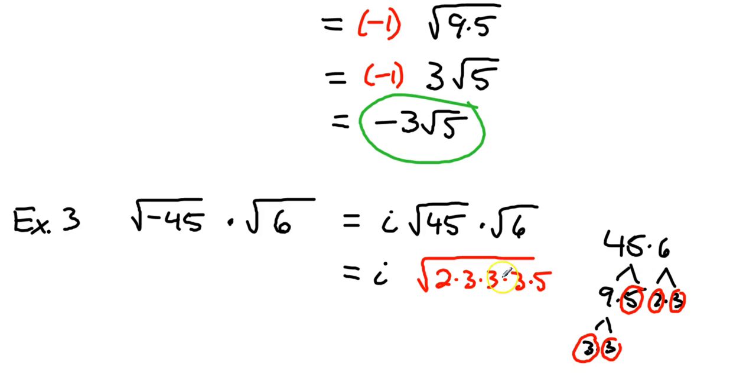And for this one, you do have a pair of 3s. So you can take that 3 on the outside. The I was already here, we'll put it there. There's no pairs of 2s, 3s, or 5s left over, so we're just going to multiply those numbers together. 2 times 3 is 6. 6 times 5 is square root of 30.